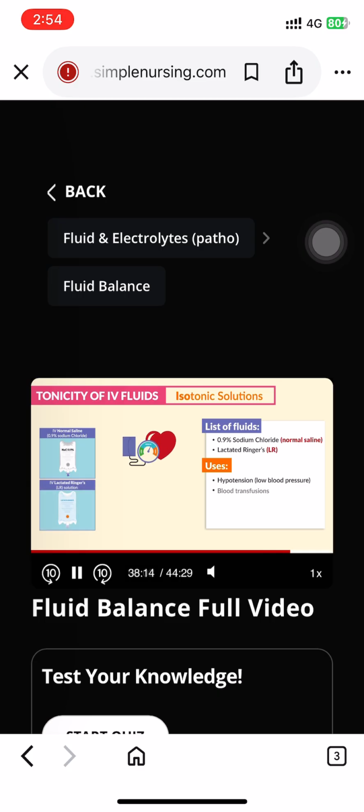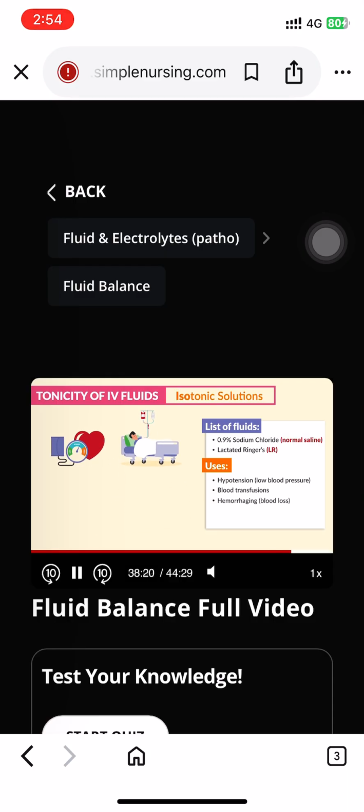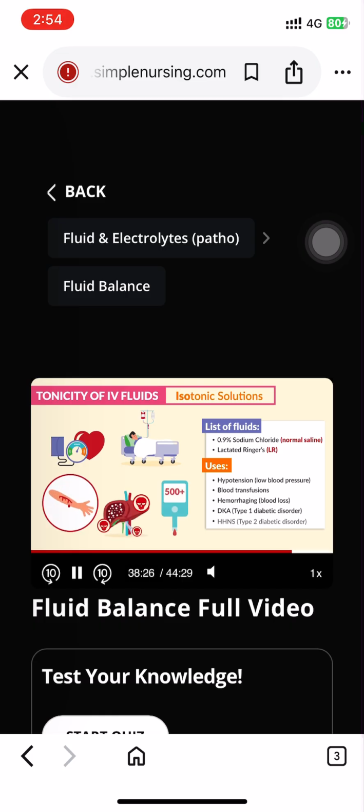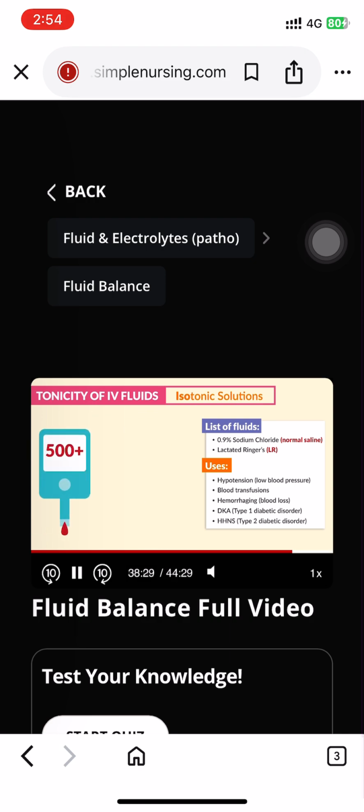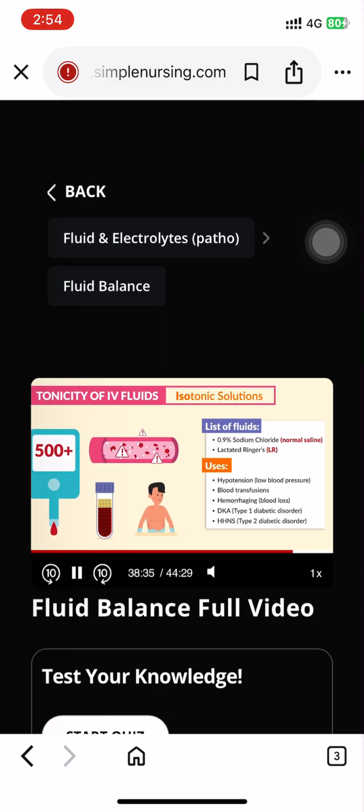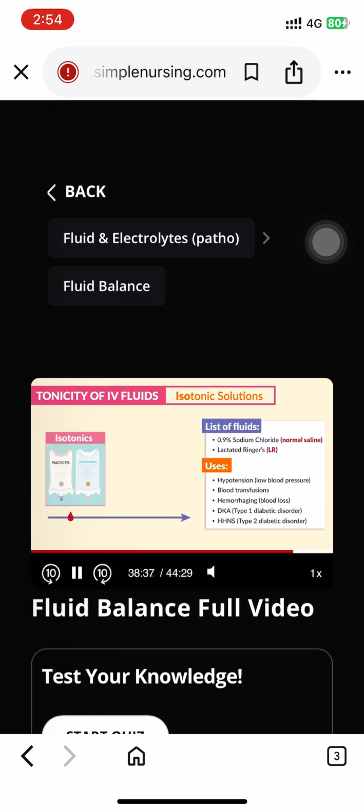We also give isotonics during blood transfusions to add volume during that blood administration. And we also give it to clients who are hemorrhaging or have had blood loss, as well as clients with diabetic conditions, DKA and HHNS, where the body gets overloaded with super high blood sugar, making the blood very thick and the body very dry. So clients are typically started on isotonic solutions initially and then move to hypotonic fluids.